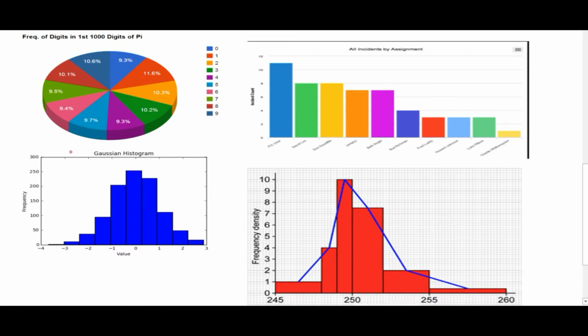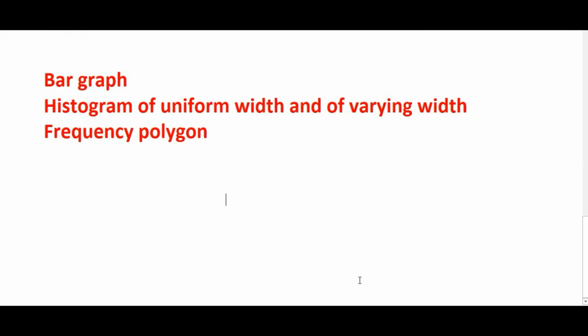For example, this is the pie chart. The construction of the pie chart we have already studied in class 8. And this is bar graph, histogram, frequency polygon. These are the different graphical representations of data. In this chapter, we will deal mainly with three types of graph. One is bar graph, second one is histogram of uniform width as well as varying width, and third one is frequency polygon.